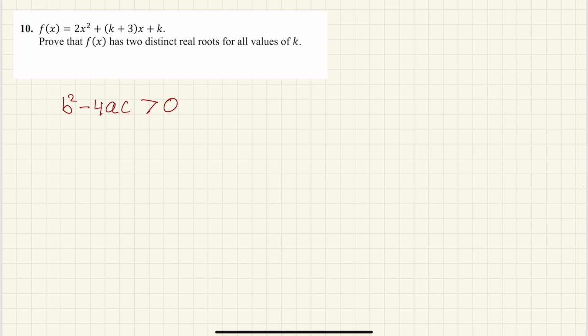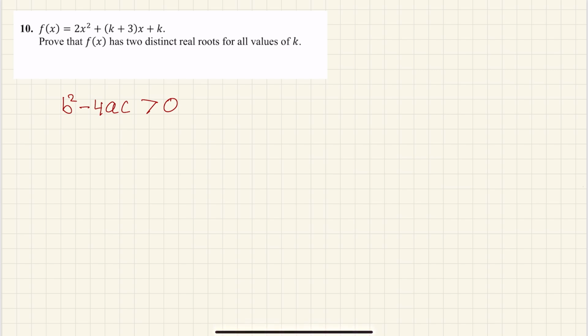You can't take b square minus 4ac greater than 0 at the beginning. Remember that. We need to prove it. How can we do that? First, we need to write b square minus 4ac and simplify that. You need to prove mathematically that your expression for b square minus 4ac is positive for any value of k. Let's see how we can do that.